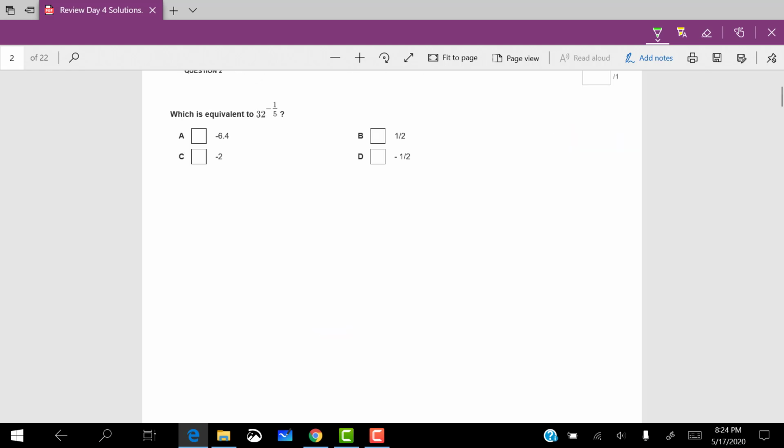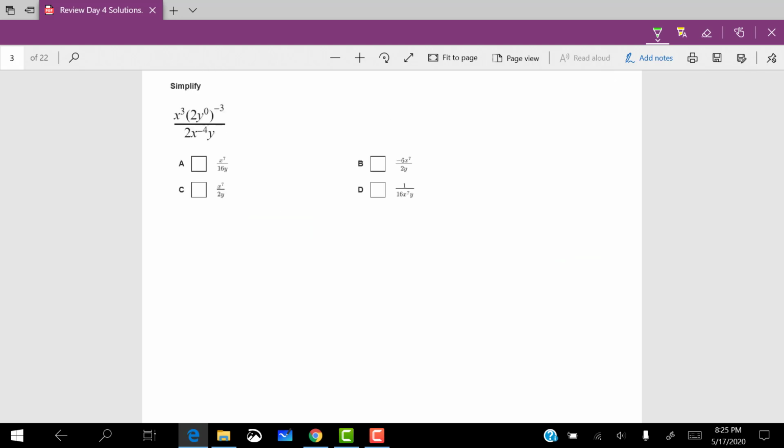Letter C. Okay, now notice this negative 1/5 is in the exponent. So I can think of that as 1 over 32 to the 1/5. So we're looking for the 5th root of 32, something that gets multiplied by itself 5 times and makes 32. Well, that has to be 2. So this is going to be 1 over 2, and that is letter B.